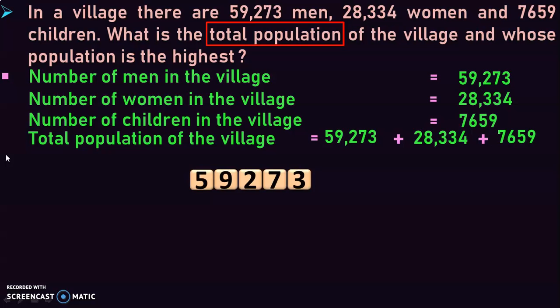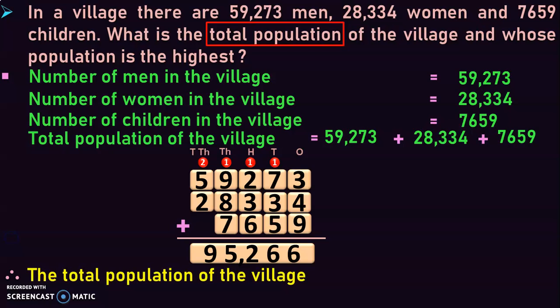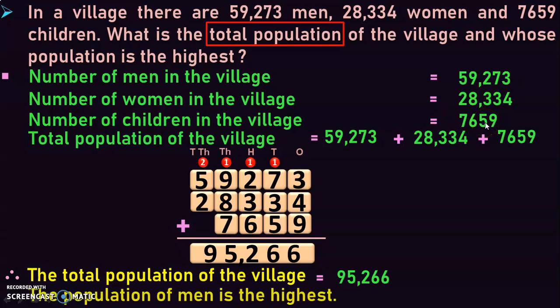Begin the addition by writing down the numbers, their place values, and write down the numbers one below the other. Begin the addition from the ones place. The answer that you will get is 95,266. So the total population of the village is equal to 95,266. There is a second part of the question which says whose population is the highest. So you have to compare the three numbers. By comparison, we can say that the population of men is the highest in this village because it begins with the number 5 and it is a 5-digit number.